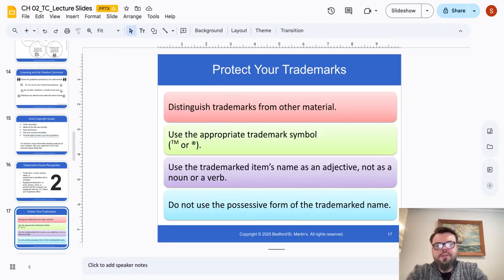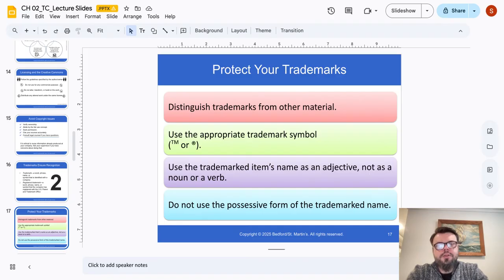This slide focuses on practical habits that can help protect trademarks through everyday writing. First, trademarked items should be distinguished visually, using formatting like capitalization, boldface, or consistent styling, so readers recognize them as brand identifiers.